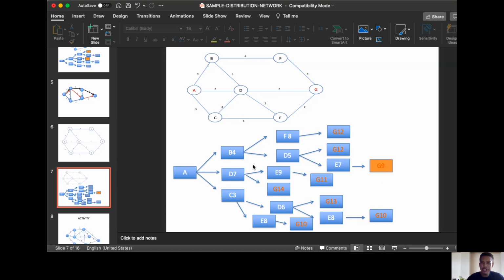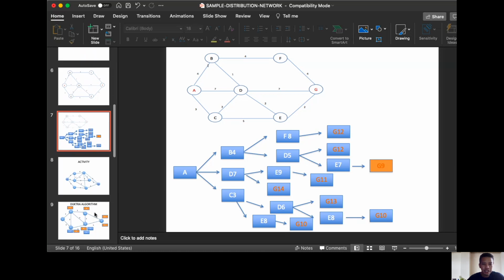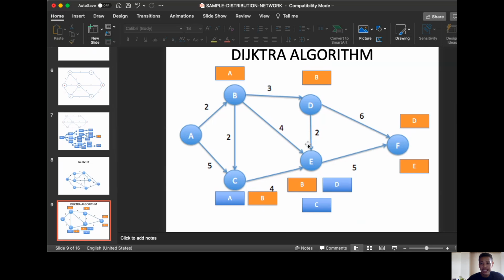Now, in the network distribution or shortest route problem, there is an algorithm that would help us find the shortest route without exploring all possible routes. So how does that work? Let me introduce you to Dijkstra algorithm. Notice we have the same figure, but we have boxes on top of each node. So what do these boxes mean?